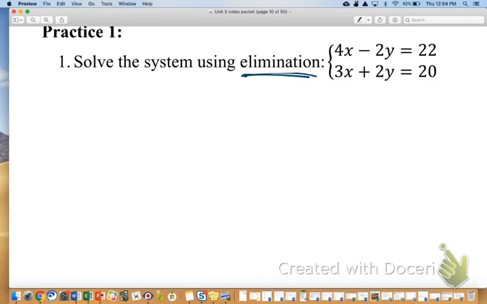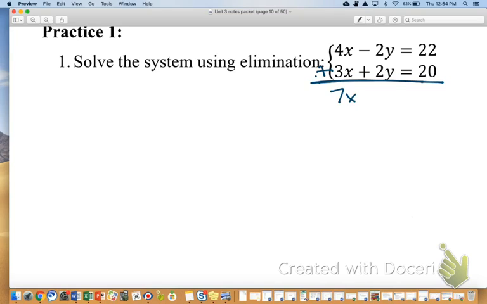So here's how we do this. I recognize that those are opposites. I'm going to put a little line down here, and I'm going to add. I'm simply going to add up, vertically speaking, the different terms, the different like terms in this system. So if I add vertically, what is 4x plus 3x? 7x. What is negative 2y plus 2y? It's 0. Or you could just say the y's have been eliminated.